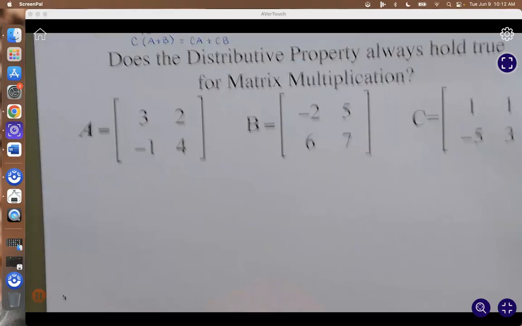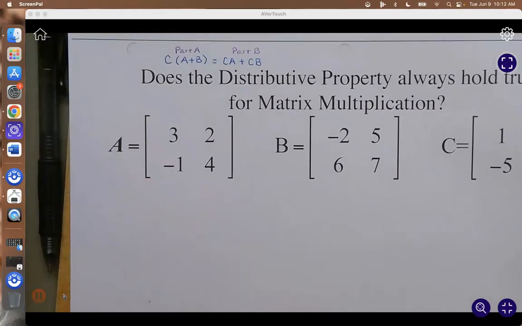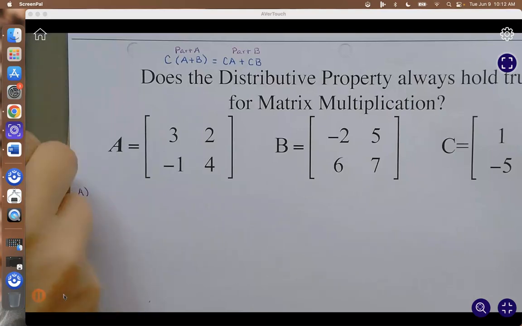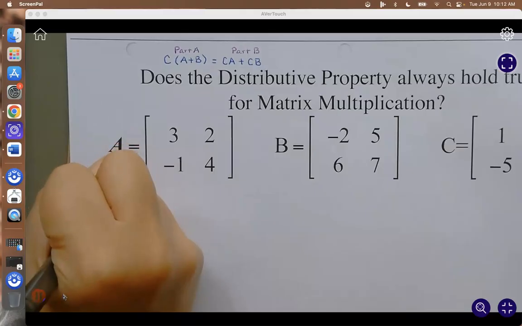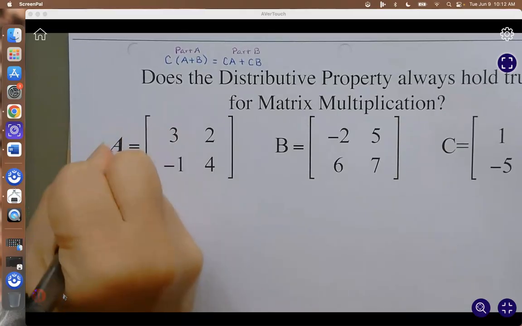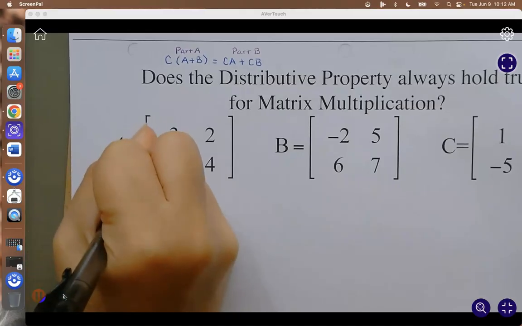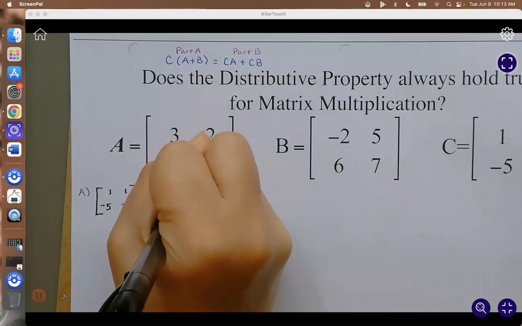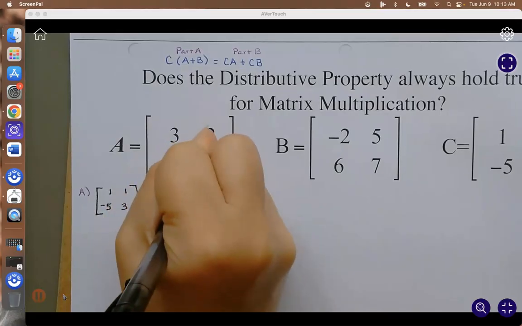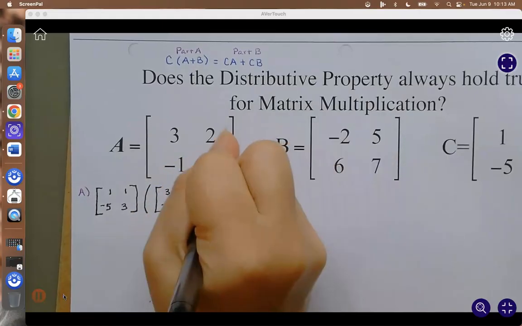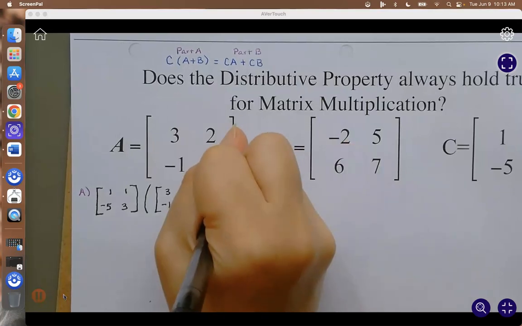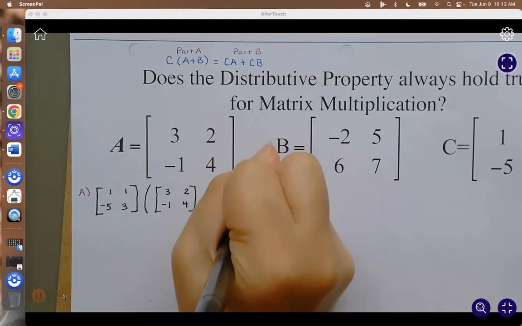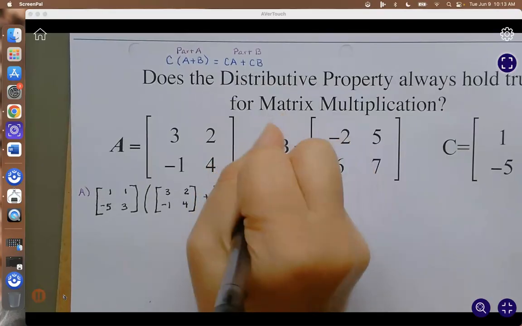Okay, so our problem, we'll label this part A over here, is the matrix 1, 1, negative 5, 3, then open parentheses, the matrix 3, 2, negative 1, 4, plus the matrix negative 2, 5, 6, 7. Okay?